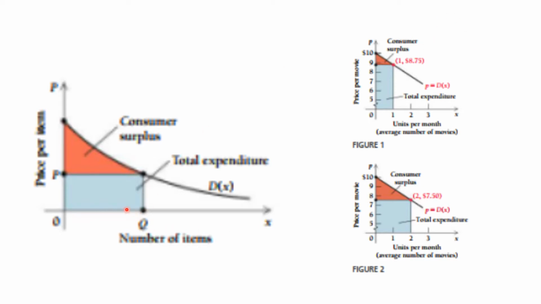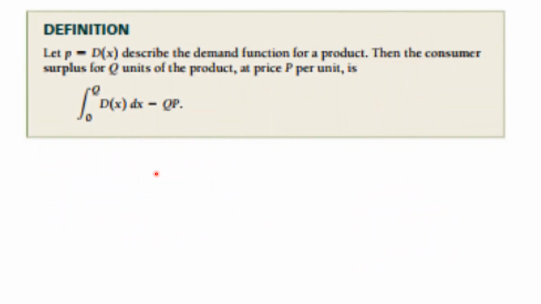And in general, what happens is we have a demand curve, and we have this rectangle, and this rectangle in this picture is going to be P times Q. The area above that, under the demand curve, but above this rectangle, is going to be called the consumer surplus. And here's the definition then. That's the background, but let P equal D of X describe the demand function for a product. Then the consumer surplus for Q units of the product at a price P per unit is the area under the curve, and then we subtract off the area of the rectangle, which is QP. So this is the definition of the consumer surplus.